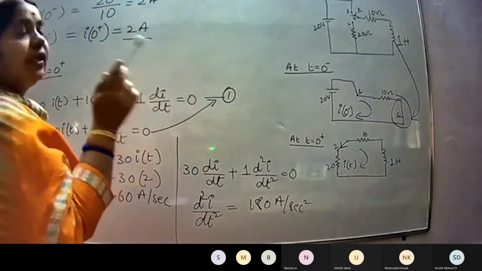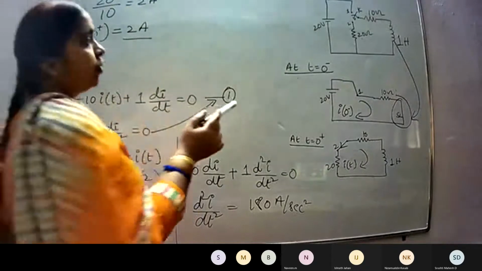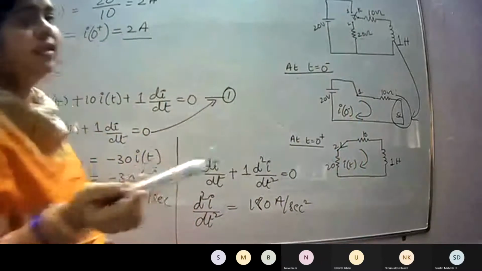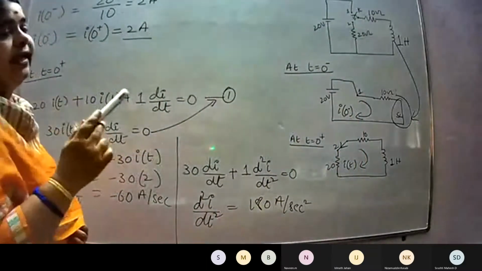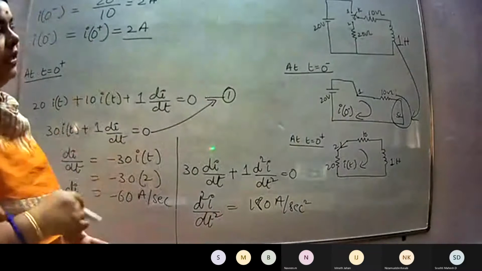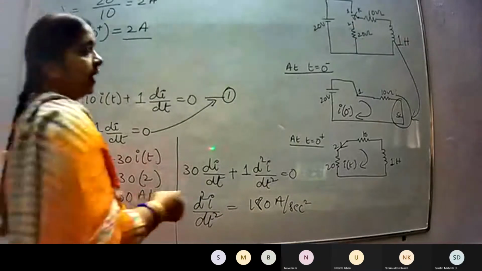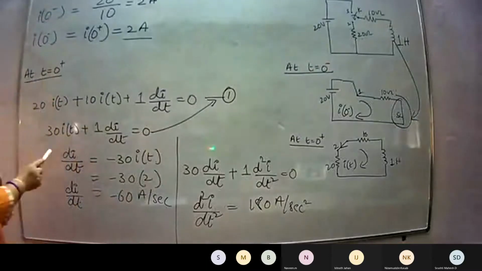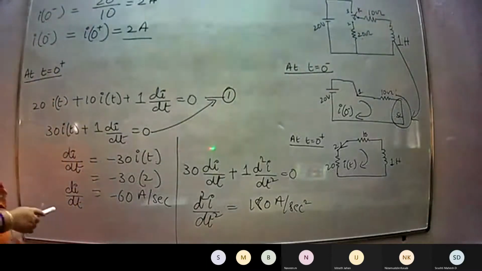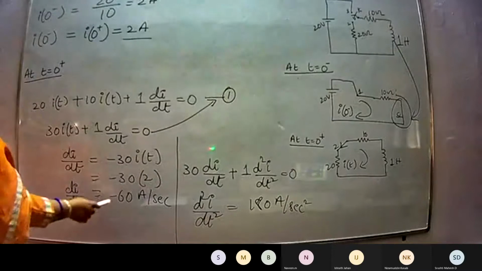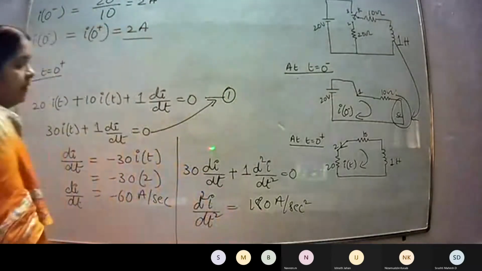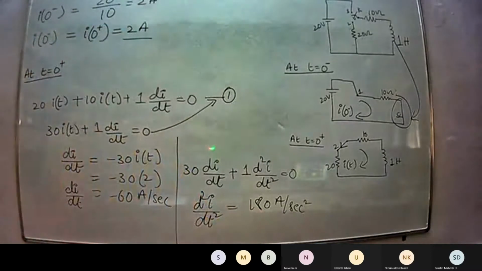So when it is at position 1, it is connected to a source. When it is at position 2 also, the same conditions will be prevailing. Since it was connected to a source, the inductor will reach a steady state. So when the inductor has reached a steady state, it will act as a short circuit. After that, just find out the current I of 0 minus, then write the equation and find its derivatives. So di by dt is minus 60 ampere per second. Minus of minus will become plus, and d square I by dt square will become 180 ampere per second square.